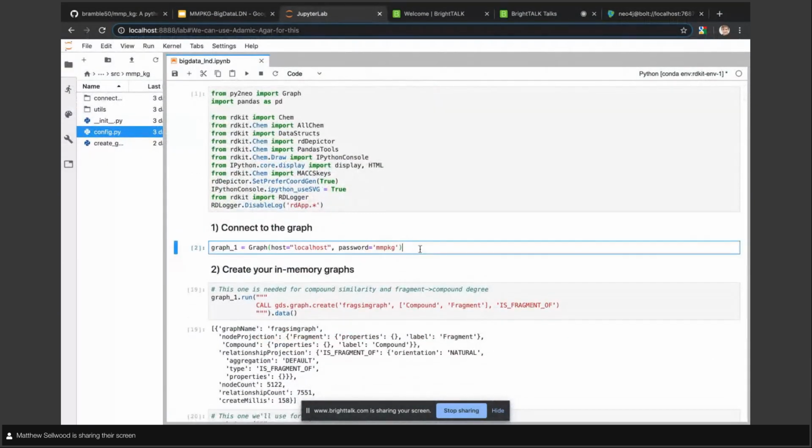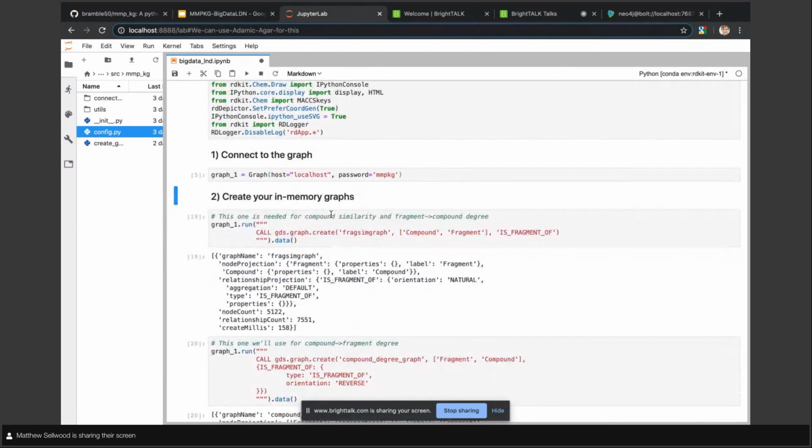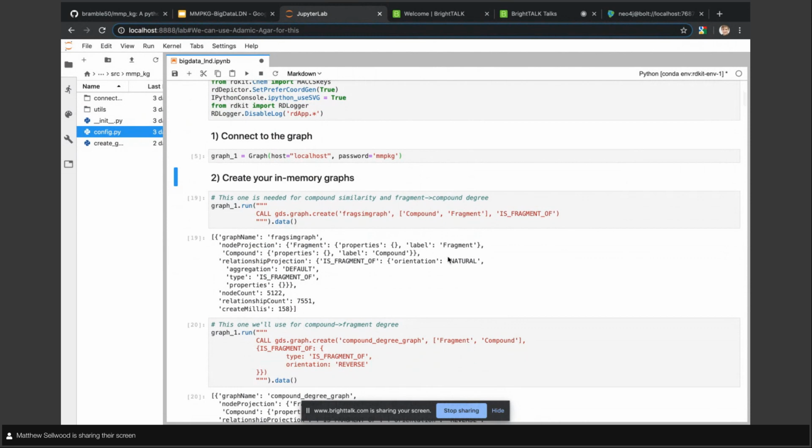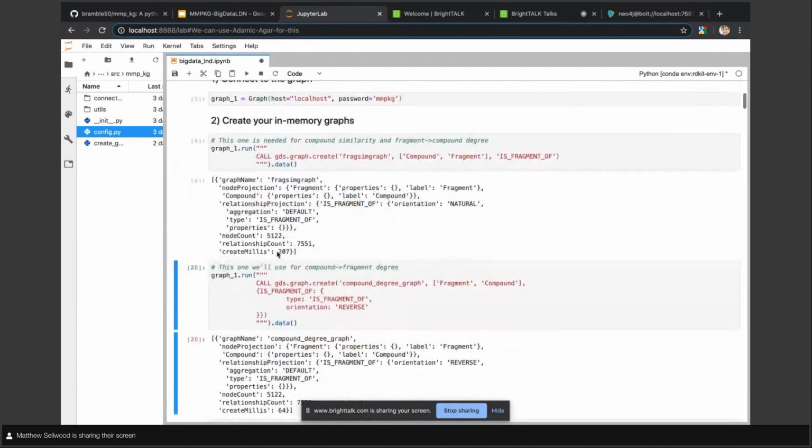So first of all, we're going to connect to the graph. And now Alicia mentioned the in-memory graphs. Here, what we're going to do is build different graphs for different queries that we're going to run. The reason I did this is because it's quite a nice way to ensure that you're running the algorithm on the data that you want. So here, for example, I've taken just the compound and the fragment nodes and only the isFragment of edges. So let's create that graph. Here we've got 5,000 nodes and 7,500 edges.